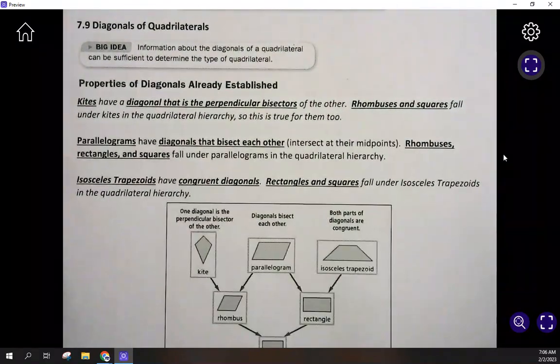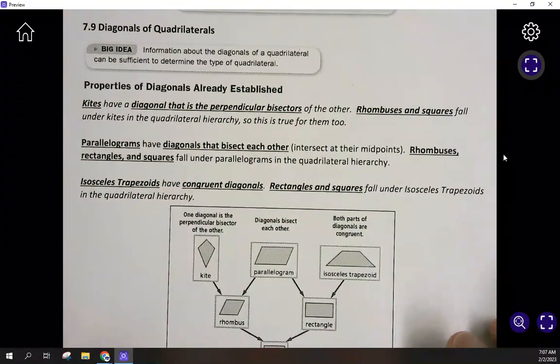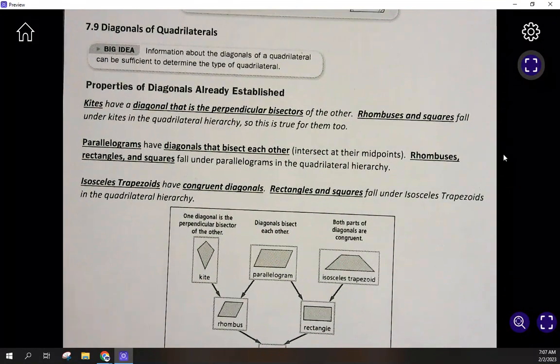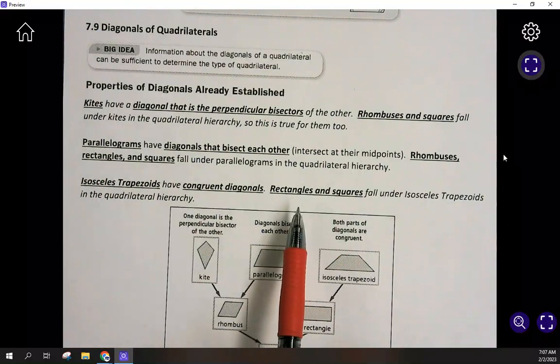Now we're going to look at more than just parallelograms, and you can see we've got our hierarchy here specific to what happens with the diagonals. And these are going to be properties we've already established, but we're going to refer back to them now and talk about how we can use those properties to prove something is a square or a parallelogram or an isosceles trapezoid or a different quadrilateral. All right, so let's start with kites.